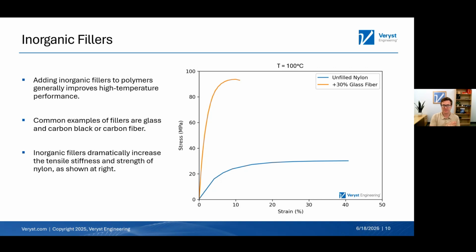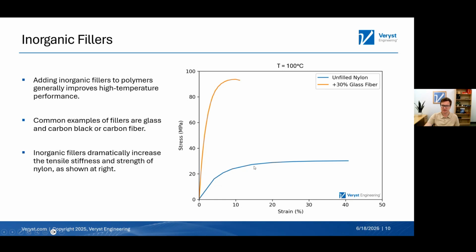Typically, when we add inorganic fillers, such as carbon black, carbon fiber, or short glass fibers, to a thermoplastic, it still retains its injection moldability, its thermoplastic nature, but you get a much improved response at higher temperatures, because the properties of those inorganic materials are essentially unchanged with respect to temperature.